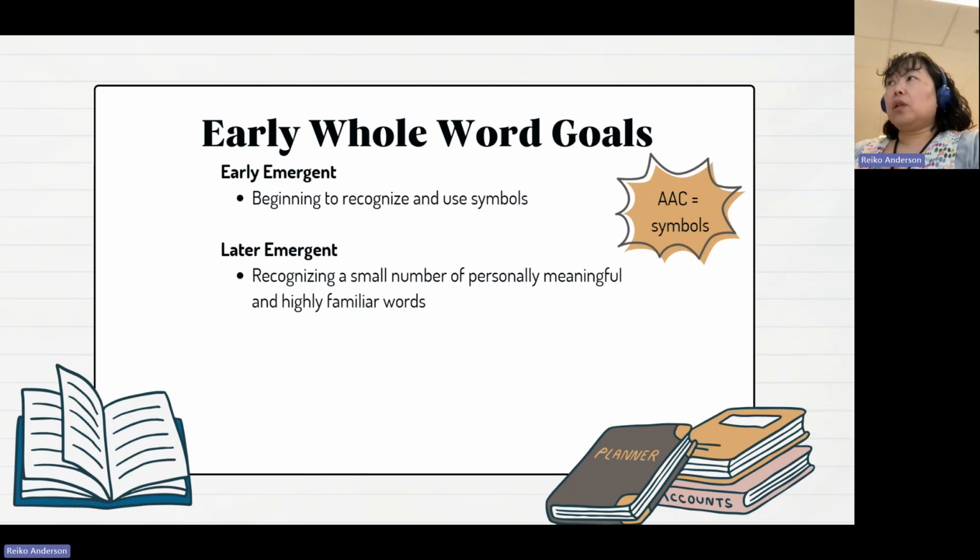So for early whole word goals, the first 2 stages that we see in terms of whole word recognition development: for early emergent users, we might begin to recognize and use symbols. And hey, hint, AAC is full of symbols. So that totally counts as working on this goal. So that's great. For later emergent readers, we want to be recognizing a small number of personally meaningful and highly familiar words. For some, that might be their name, again, food, whatever is motivating.